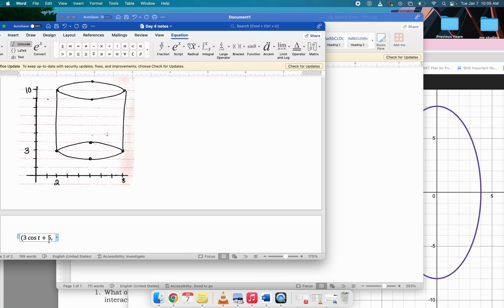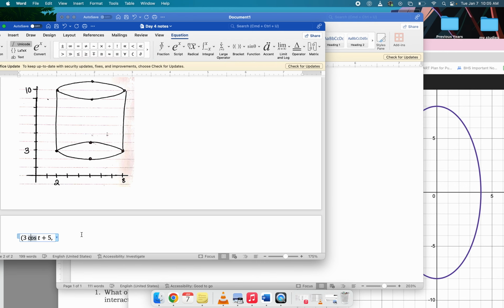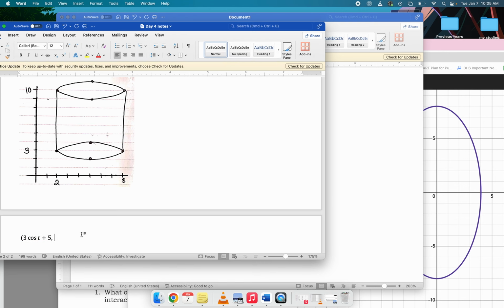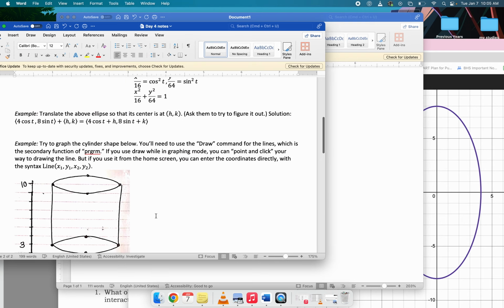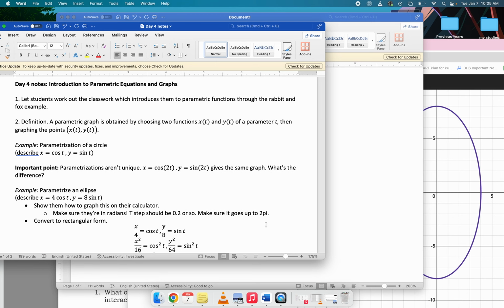You might wonder what happens if you choose cosine for both instead of cosine and sine. Interesting question. You won't get an ellipse. You'll get something else. If you're curious, take a look. Use Desmos or use your calculator to figure it out. So that's the introduction to parametric equations, parametric functions, parametric graphs. Incredibly useful stuff, really cool stuff.